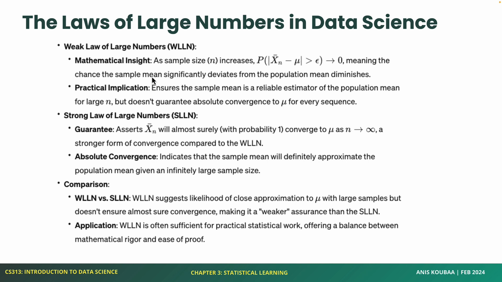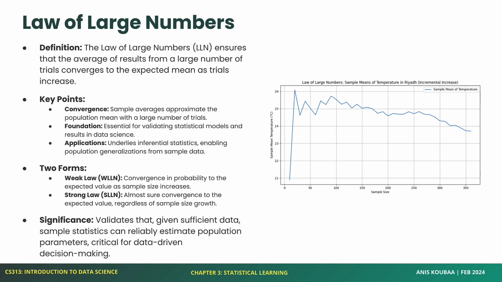So from a mathematical perspective, it means when the sample size increases, this probability of significantly deviating from the population mean diminishes. So it's likely that it's going to converge to the population mean. And here, it's almost sure that it will converge to the population mean. And this depends on how large your data is. For example, now, I would say that I have a weak relation of the law of large numbers because my sample data isn't big enough.